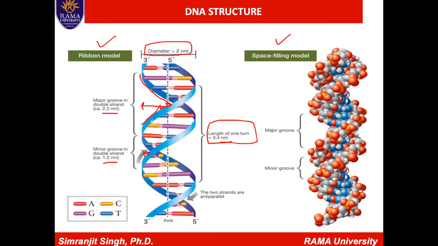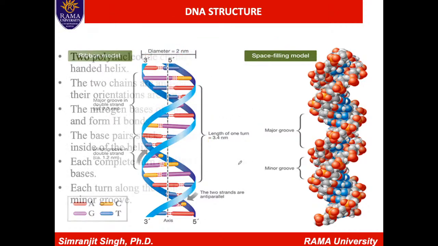So here we can see A, T, C, Gs. They show double bond, triple bond, purines and pyrimidines, nucleotide base pairs, and on the outside the sugar phosphate backbone, and this is the central axis. That's it from here.